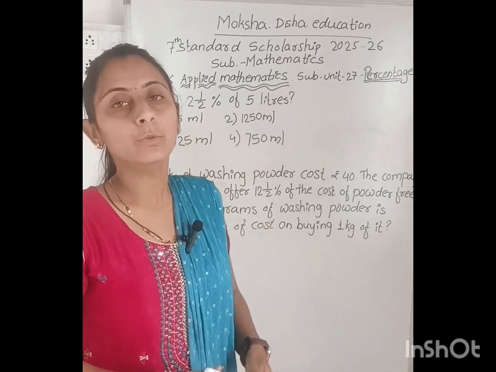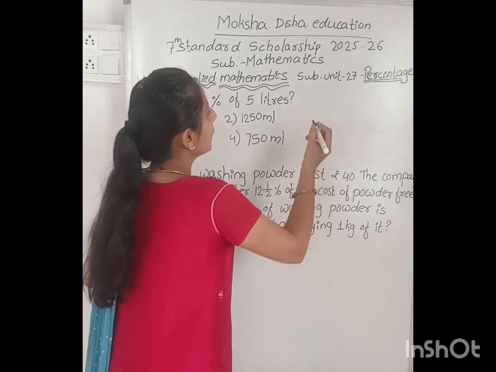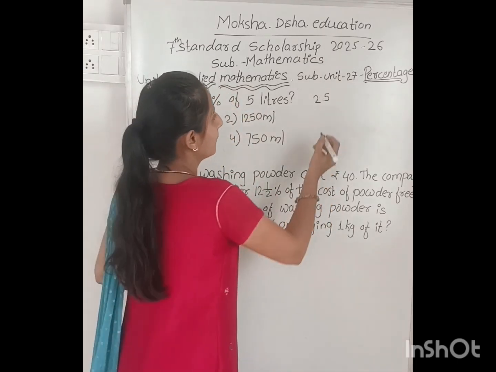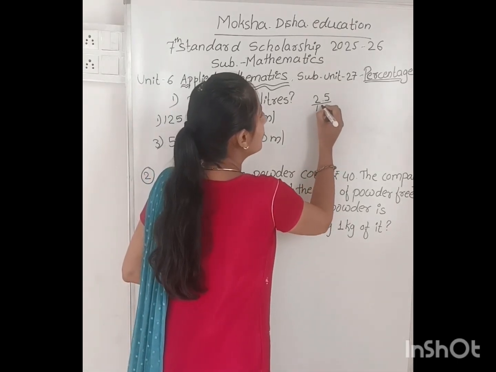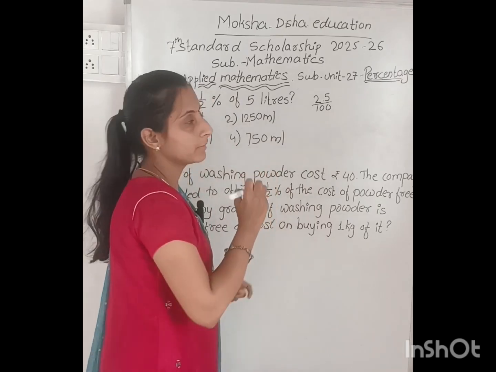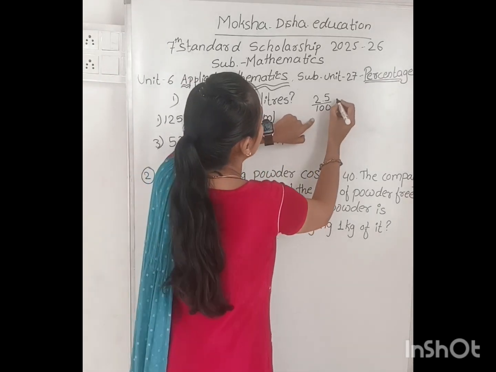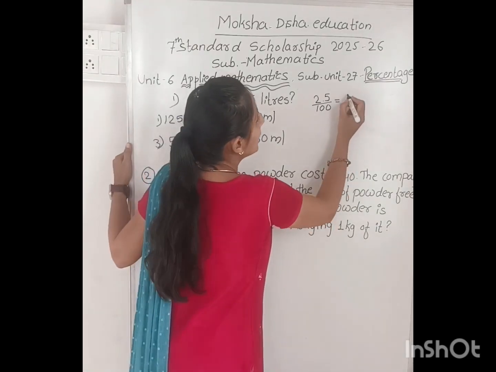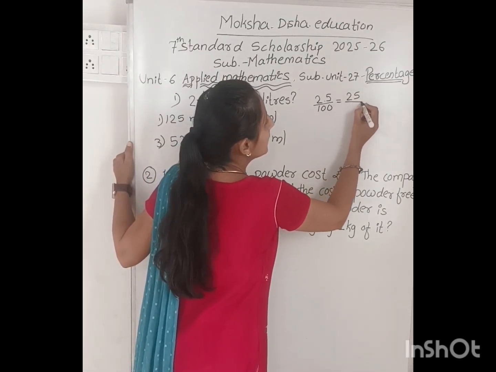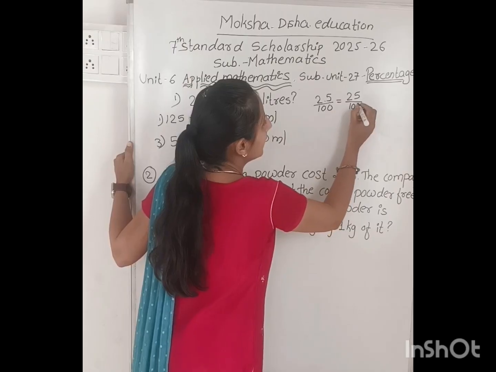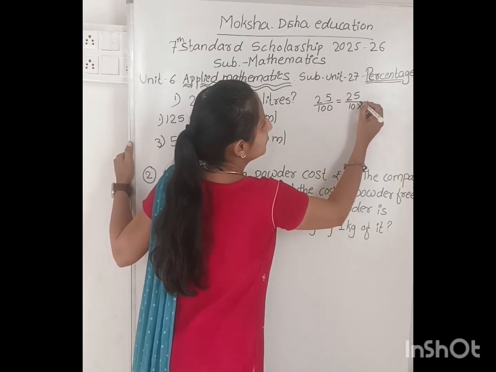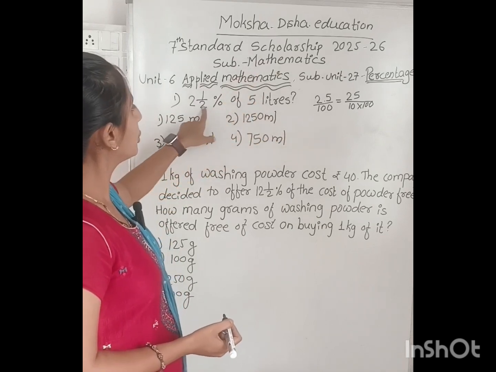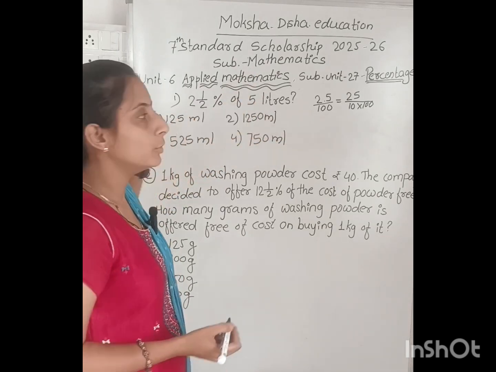2.5% of 5 liters. So that 2.5% means 2.5 part of 100. This 2.5 we can write as 25/10. To remove this decimal point, we will divide this 25 by 10 and this 100 as it is. Now we have to find out the 2.5% of 5 liters.